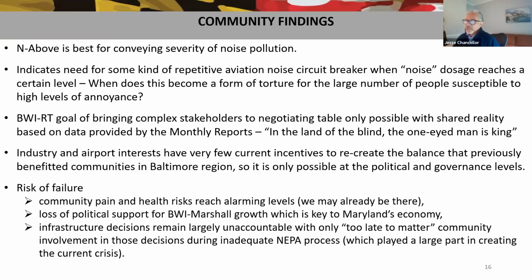But the fourth bullet point says that we're not naive. We know that there are very few incentives for the aviation industry to treat communities as stakeholders. So we're trying to work with them, and ultimately we think we'll have to keep pushing hard on the political and airport governance fronts to recreate the balance in our community. And I guess for us, the risk of failure is that we lose support politically in our region for airport growth, which is already starting to happen. So we really need to get a set of facts that we all agree on to start.